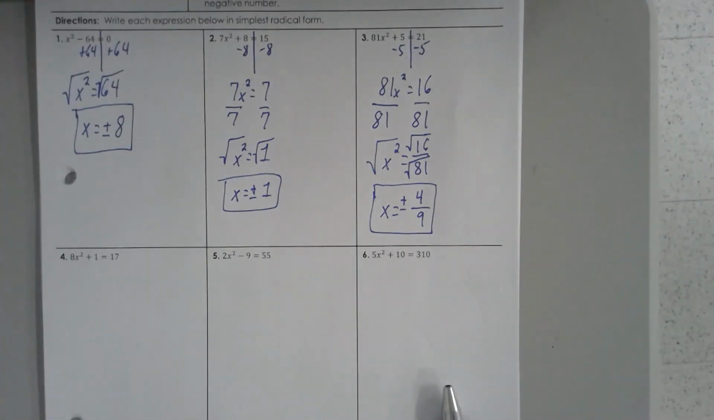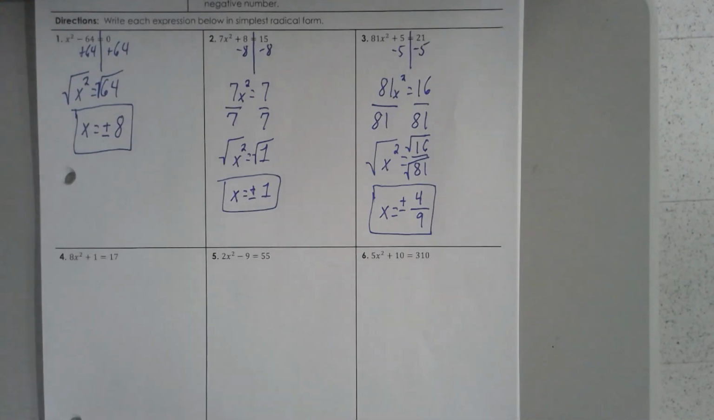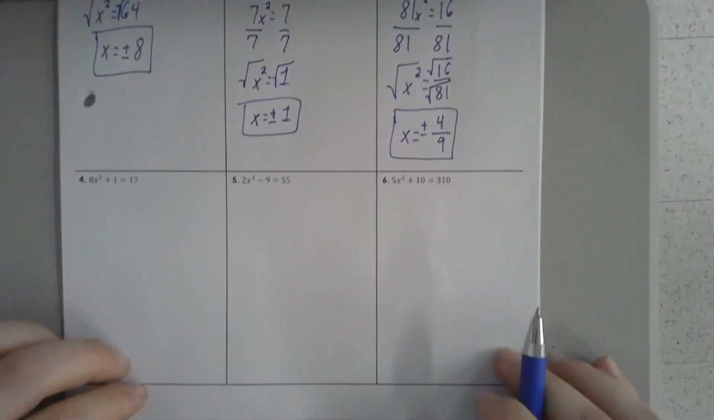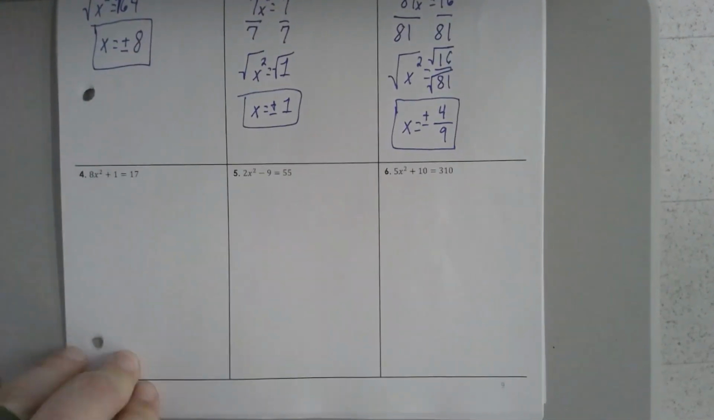Mary, are you done with number 4? No. I got number 5. You got number 5? I got number 5. Alright, bring it. Walk me through what you got for 5.